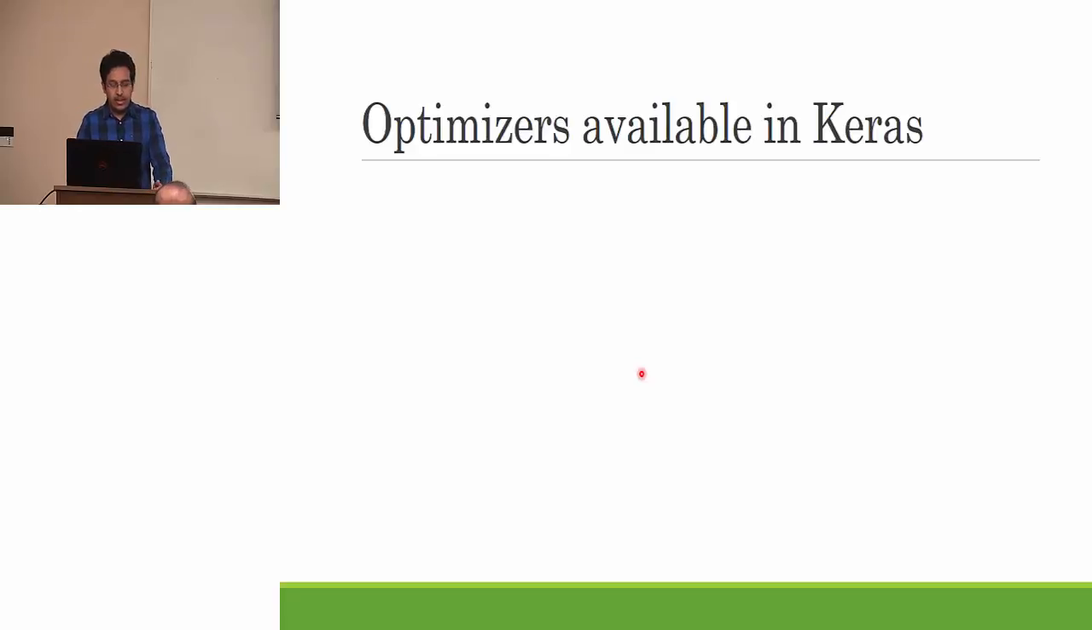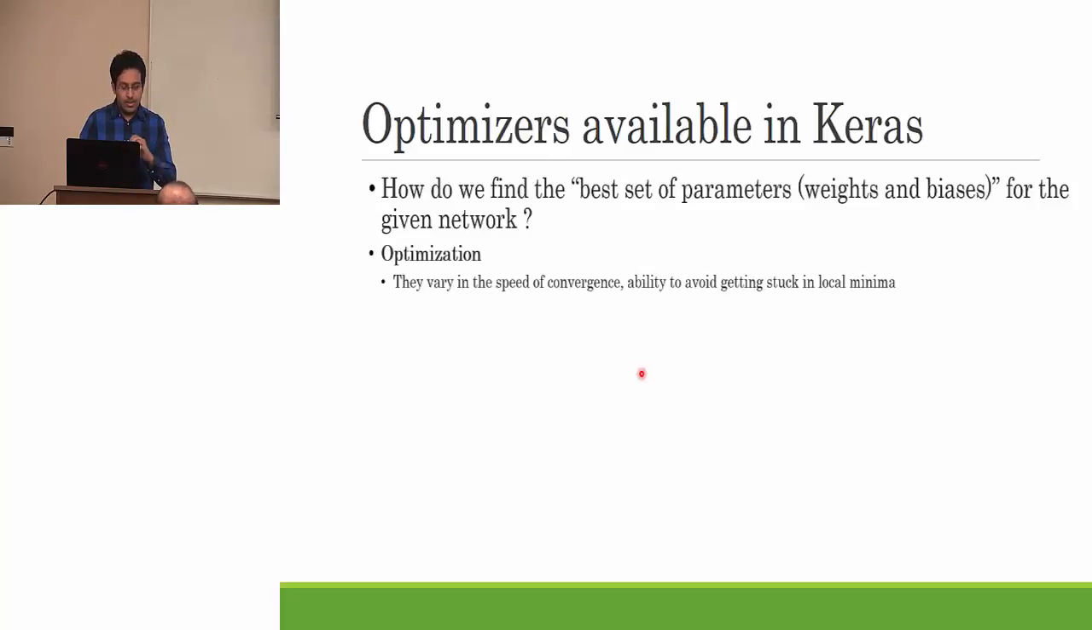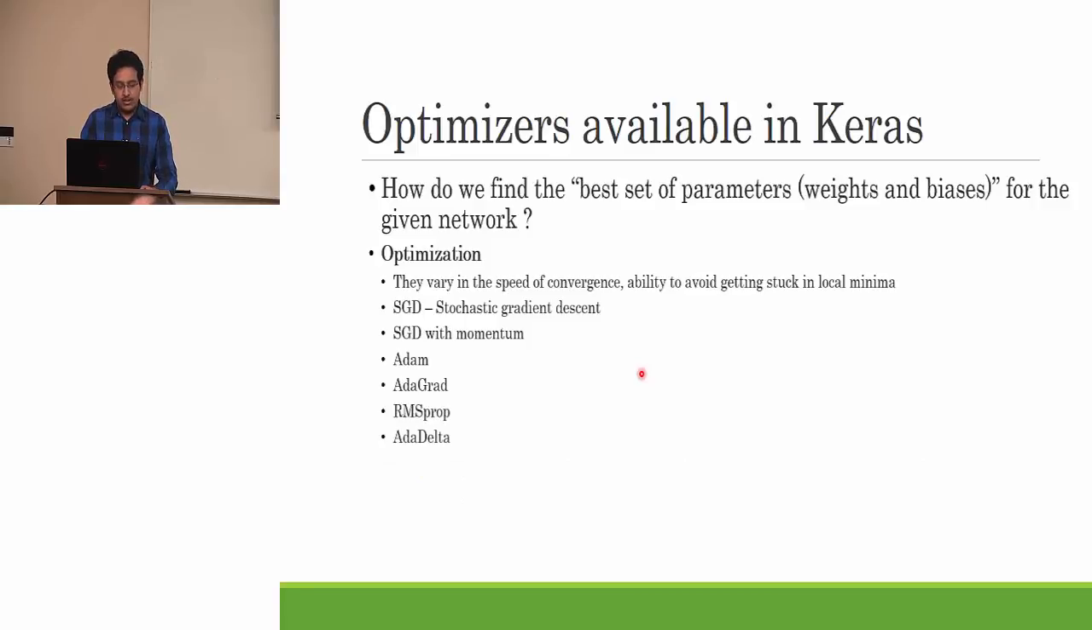So there are several optimizers available in Keras. Optimization is basically finding the best set of parameters for the model that gives you the lowest loss, and you find that using different optimizers. They vary based on speed of convergence and their ability to get stuck in local minima. The most popular one is stochastic gradient descent, SGD, and then there are variants of it: SGD with momentum, Adam, Adagrad, RMSprop, Adadelta. Each of these has its own merits and demerits.